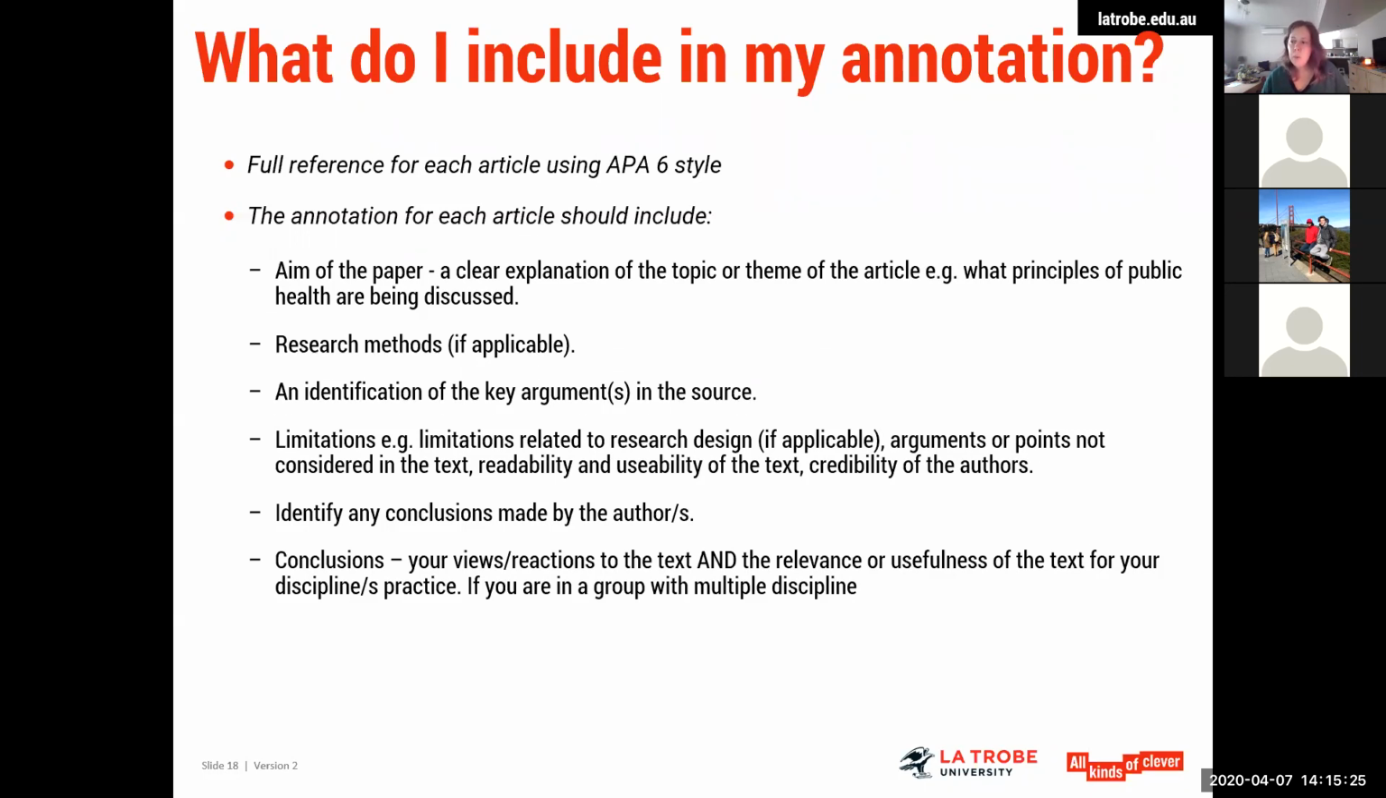So this is where we really want to see your views and your reactions to this text and how relevant or useful this might be for your discipline's practice. If you're in a group with multiple disciplines, you could approach this in two ways. You could pick one of the disciplines and talk about how that article might relate to that specific discipline, or you could talk about it more generally in relation to those disciplines.